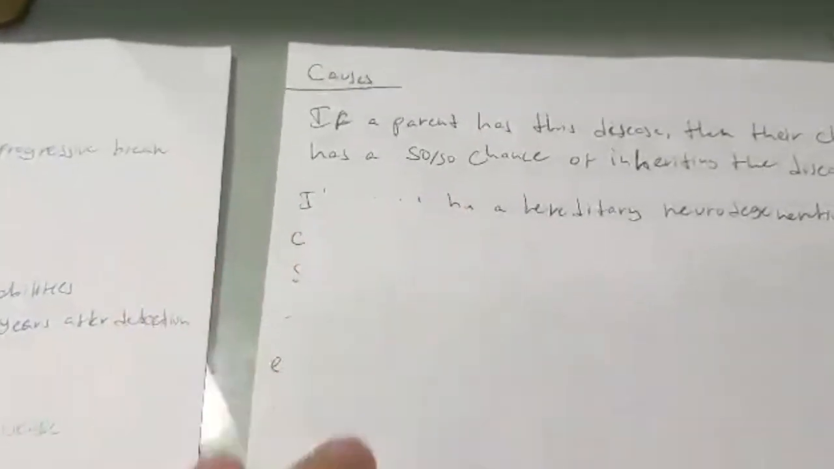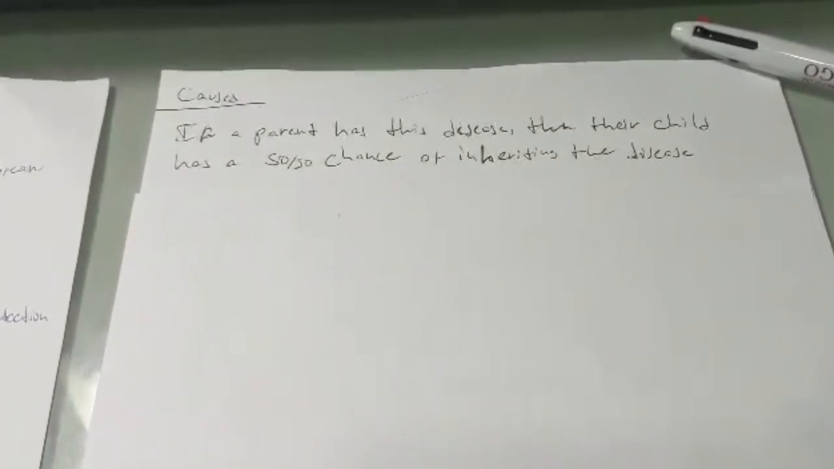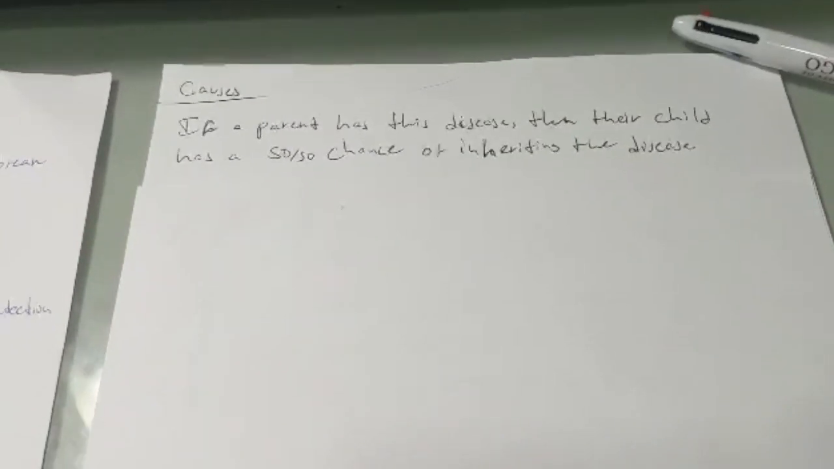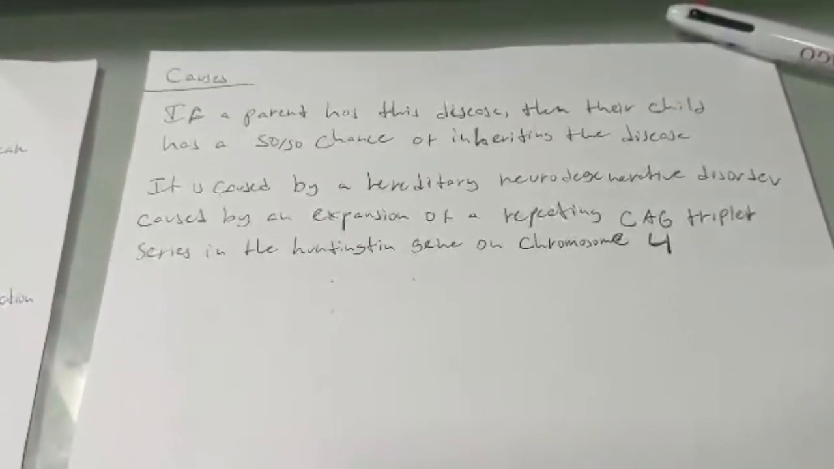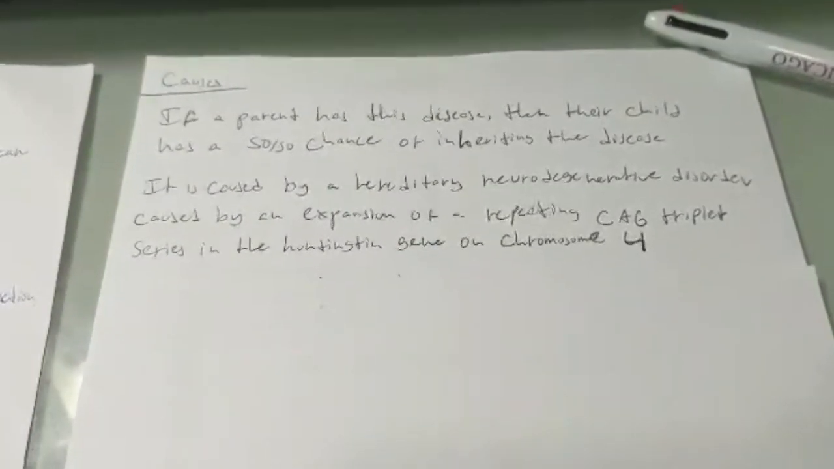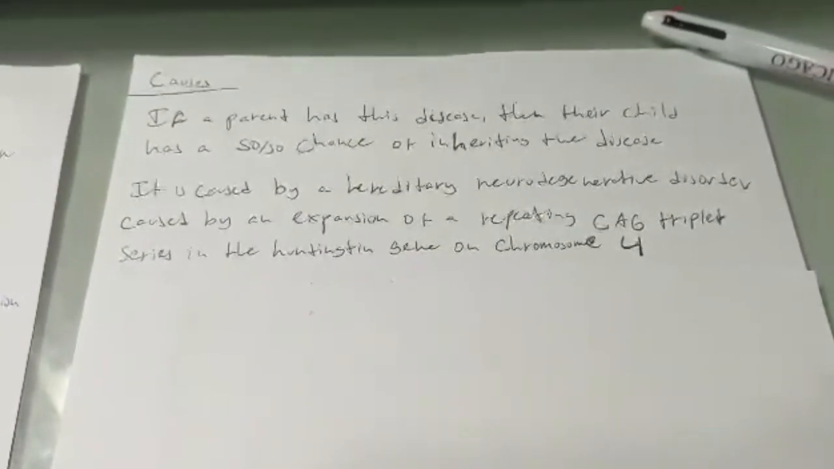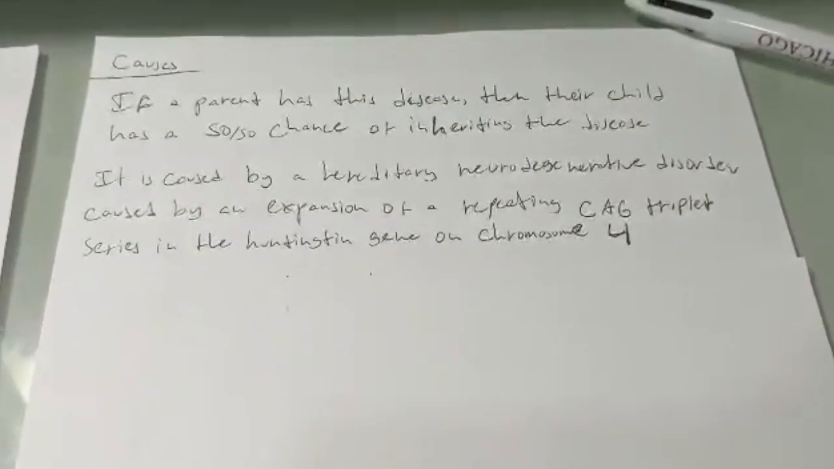So now we can look at some of the causes. First of all, if a parent has it, their child can inherit it, and it tends to be at a 50-50 average. So it's a very high possibility that if a parent has it, their kid would have it as well. Scientifically, it's a hereditary neurodegenerative disorder caused by an expansion of repeating C, A, and G codon triplet series in the Huntington gene in chromosome number 4, which we'll see a picture of after.